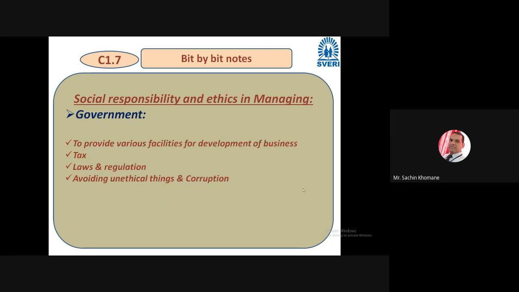Then government related responsibilities in managing. Tax, right? Tax is going to government, but government is using it for the society. So is it social responsibility? Yes. Paying the tax to government within time, whatever is decided as per the product you are selling, accordingly you should pay the tax. So it is a responsibility.